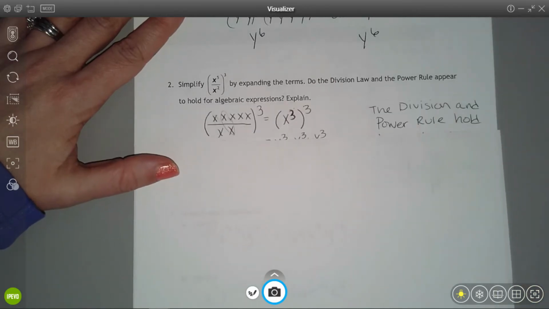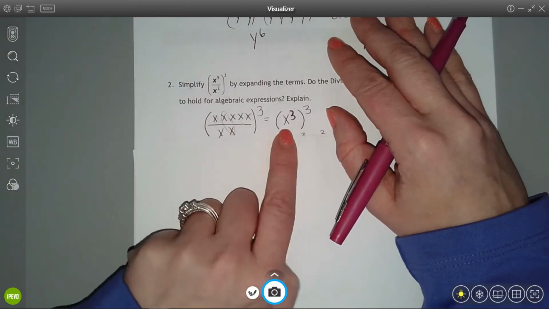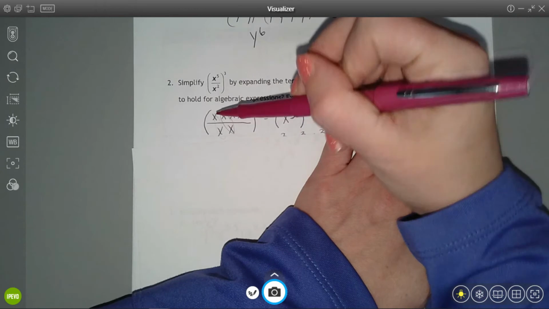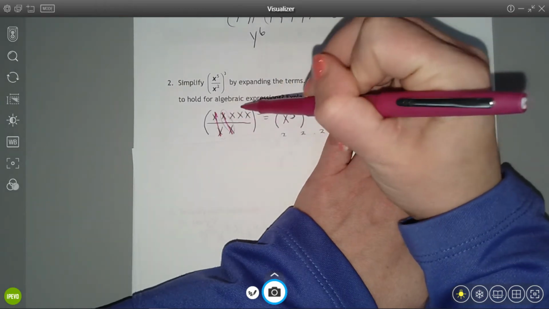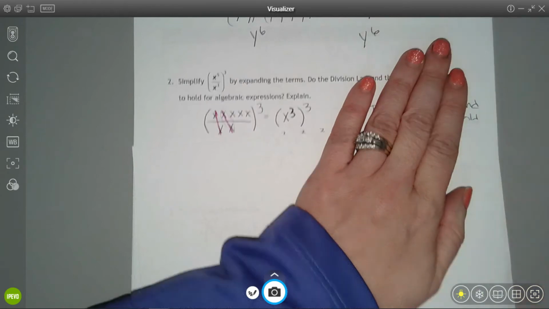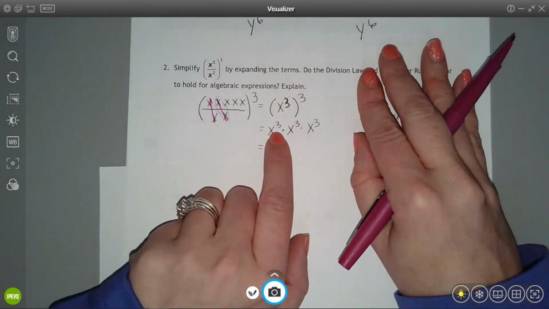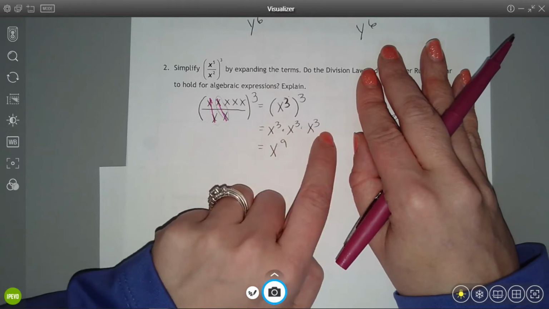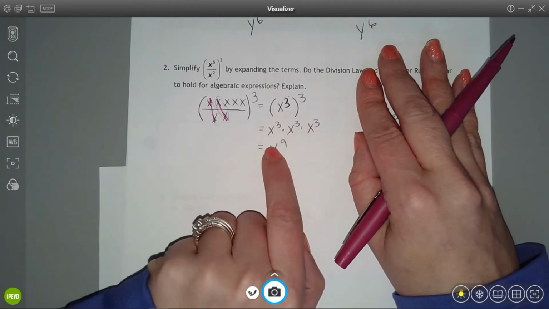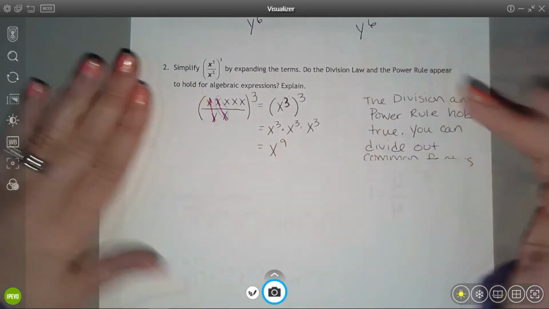Okay. So first thing I'm going to do here, guys, is I expanded this out, okay? And what I have here, those cancel. I'm left with x to the third on top, and I'm going to raise that to the third power, okay? As a reminder, x to the third means x to the third times x to the third times x to the third. Count them up, 3, 6, 9, total x to the ninth.